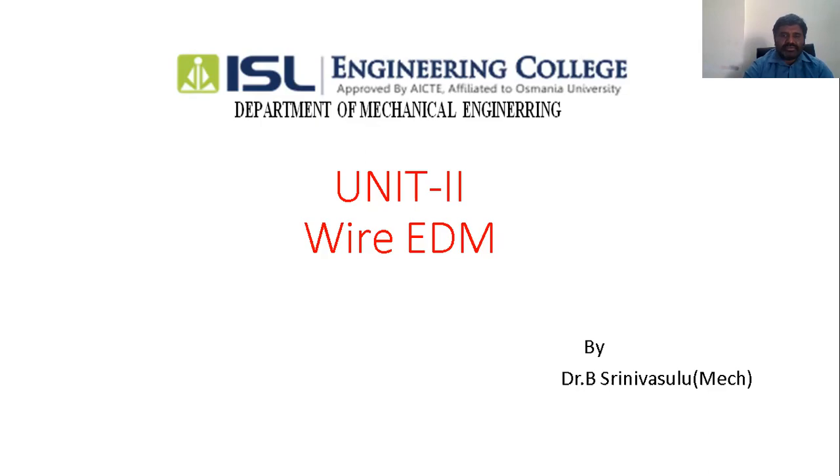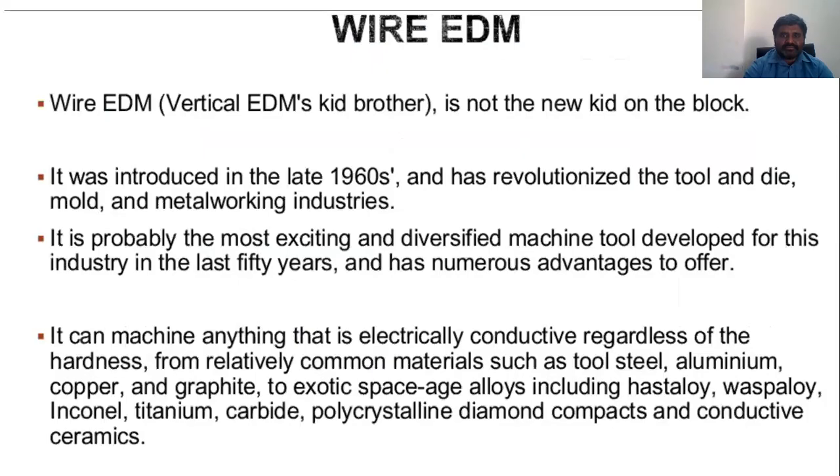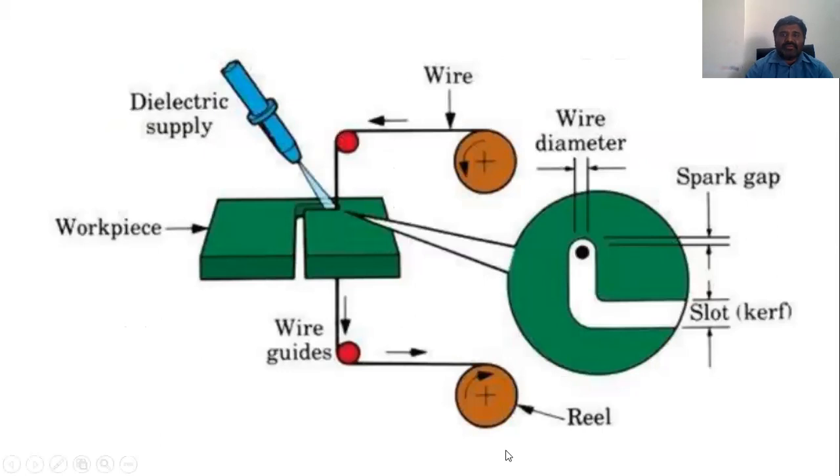Now see from the diagram. The very basic point of wire EDM is that we are using a wire, and it should be thermally conductive. The wire we are using may be brass, it may be copper, or it may be tungsten.